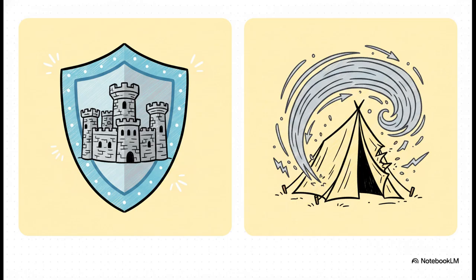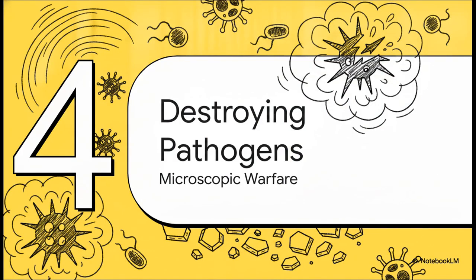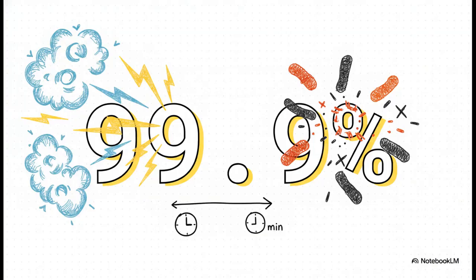Now that we know who's vulnerable, let's zoom in on the microscopic battlefield. Moving on to part 4, destroying microbes and viruses. To truly grasp the scale of this efficacy, consider this number. Ozone, working through those messengers we just talked about, achieves a staggering 99.9% bacterial kill rate against really stubborn pathogens like E.